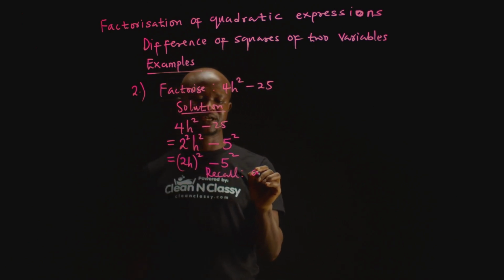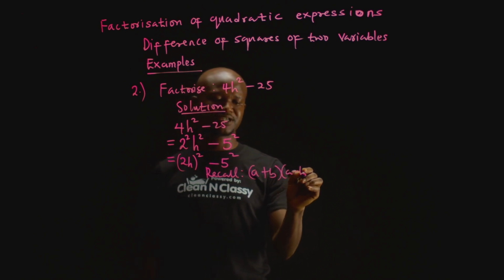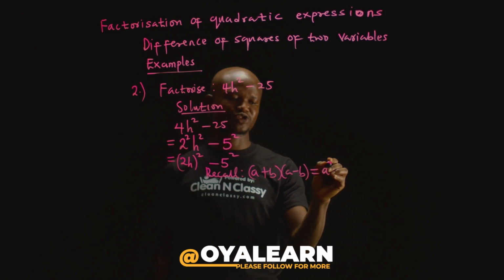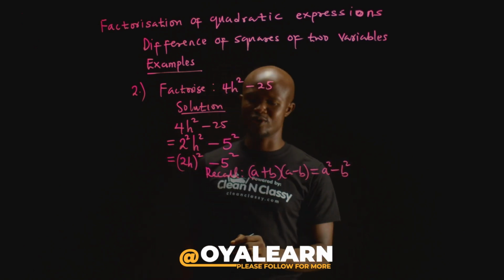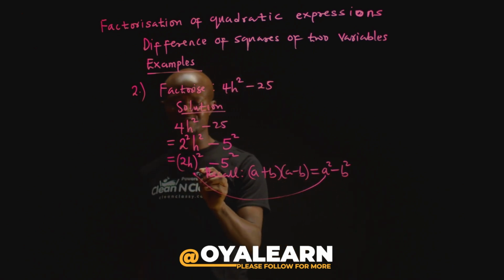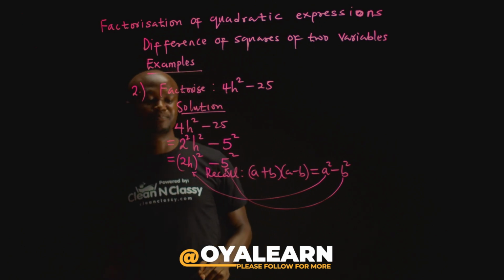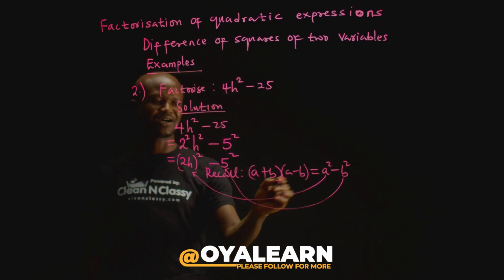Recall a plus b into a minus b is the same thing as what? a squared minus b squared. So we have it in this form. We have this like a, and this is like the b. So in this case, we can write it as what?